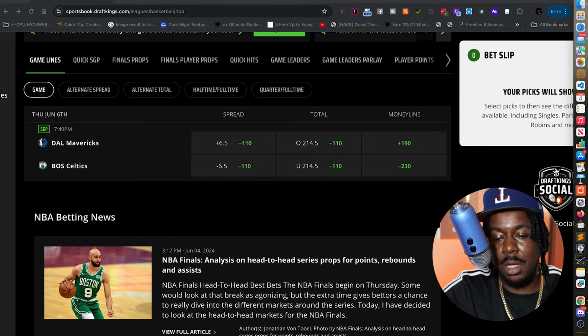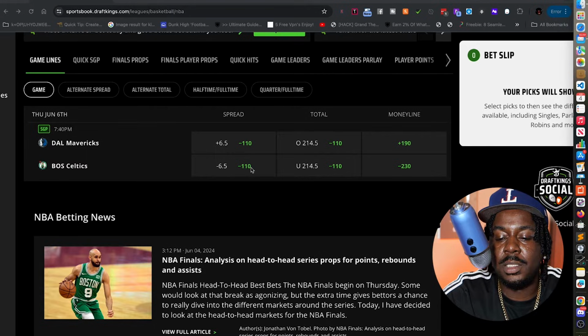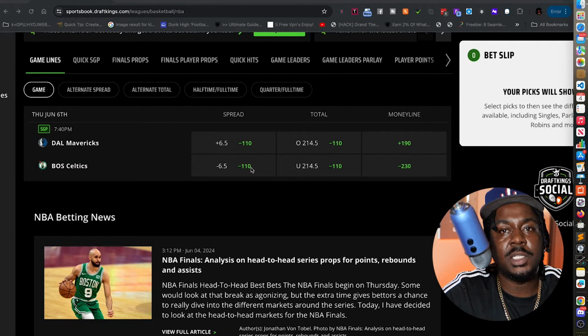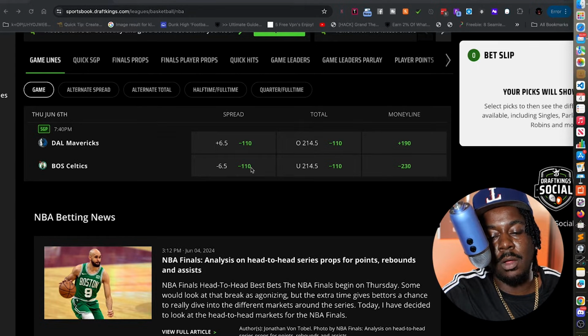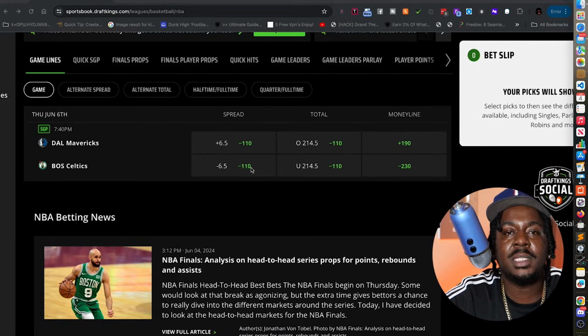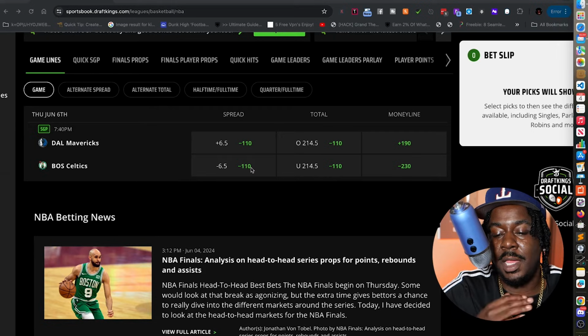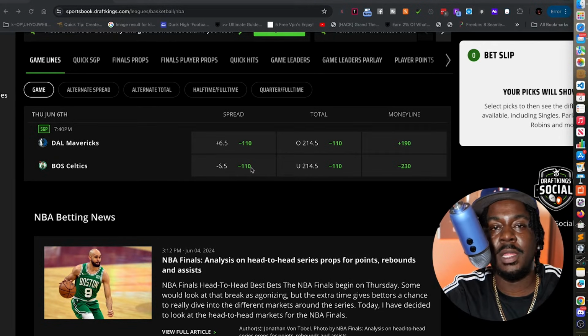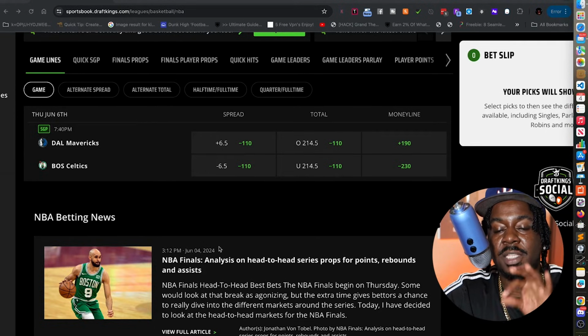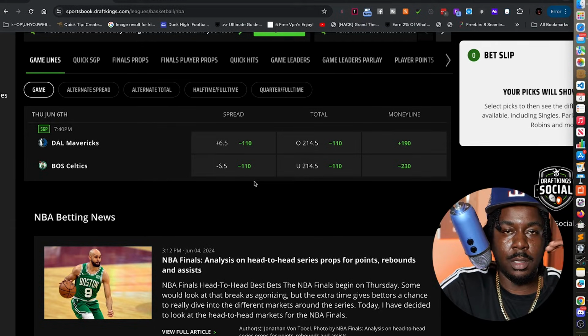So let's talk about the odds on this, right? Because they're both minus 110. So you might be thinking, how are they both favored? They're not really both favored. What that ultimately means is Vegas is not giving much action either way, because ultimately they don't even know, and they're not confident in if this spread that they picked is good or not.